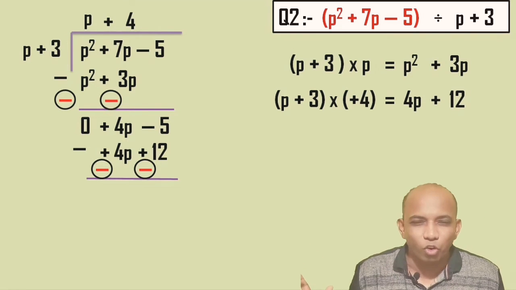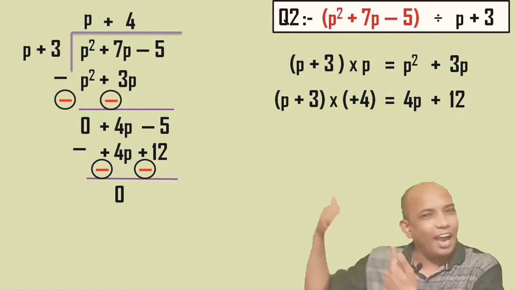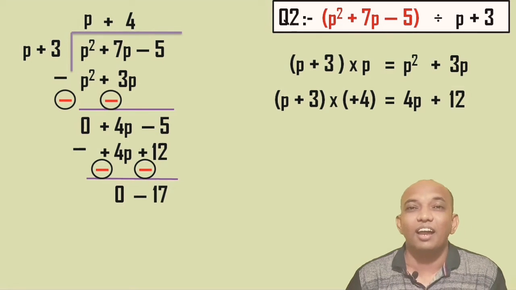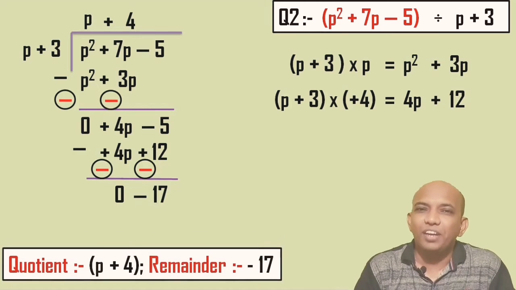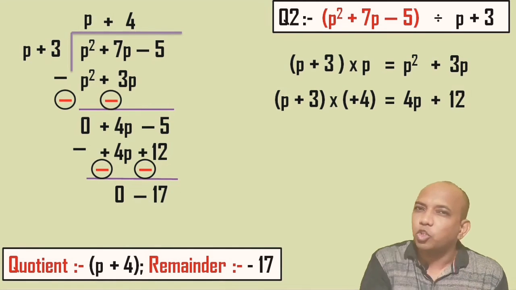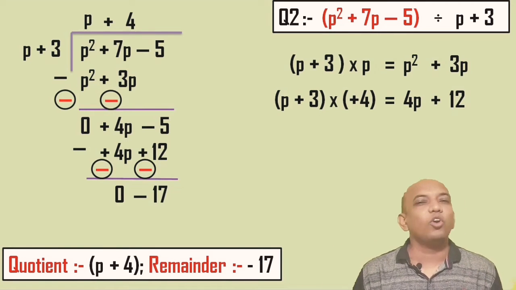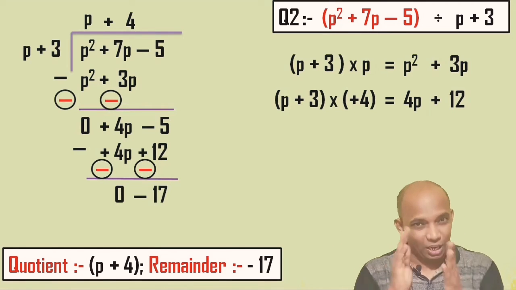Say bye bye to 4p. After that, minus 5 and minus 12 result in minus 17. That is our remainder, because there is no variable left in the remainder and we have to stop here. As a result, the quotient is p plus 4 and the remainder is negative 17, and do not forget to write the final answer.